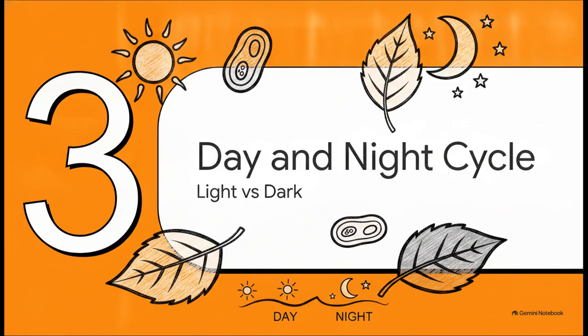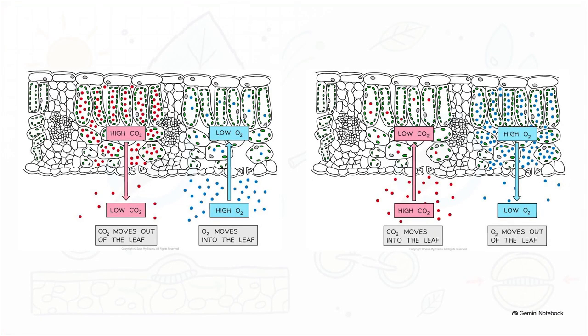Let's look at how this plays out in part 3, the day and night cycle. The net movement of gases completely flips when the sun goes down. During the day, carbon dioxide is flooding in to feed that heavy-duty photosynthesis engine. But at night, that engine shuts off completely. Relying solely on its continuous 24/7 respiration, the plant suddenly shifts gears. It actually starts pulling in oxygen and pushing out carbon dioxide waste.